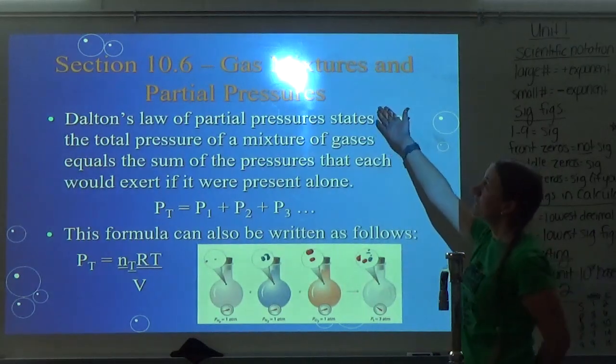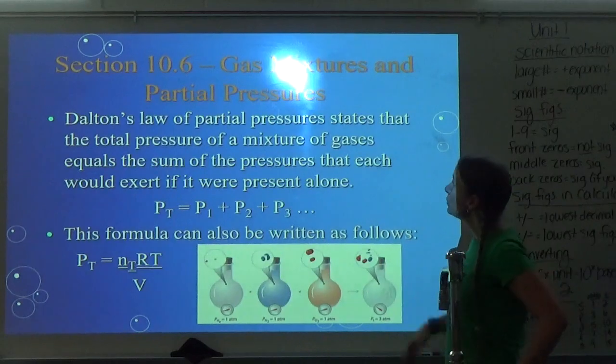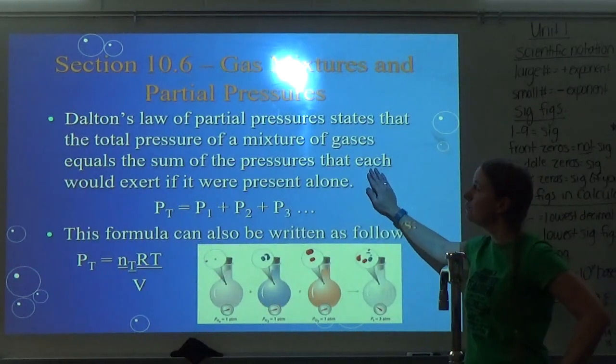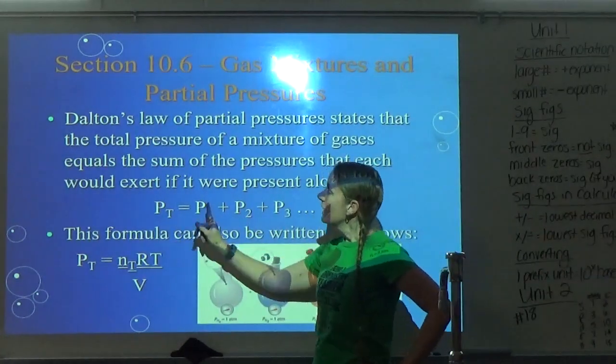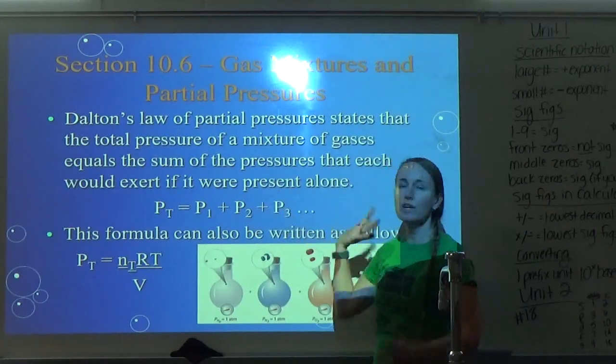Alright, so we're going to talk about gas mixtures, which of course will bring us to partial pressures. Dalton's law of partial pressures states that the total pressure of a mixture of gases equals the sum of the pressures that each would exert if it were present alone. So our formula is P_T, which is P total, equals the pressure of each of the individual gases. Of course you could have 2, you could have 3 or more.